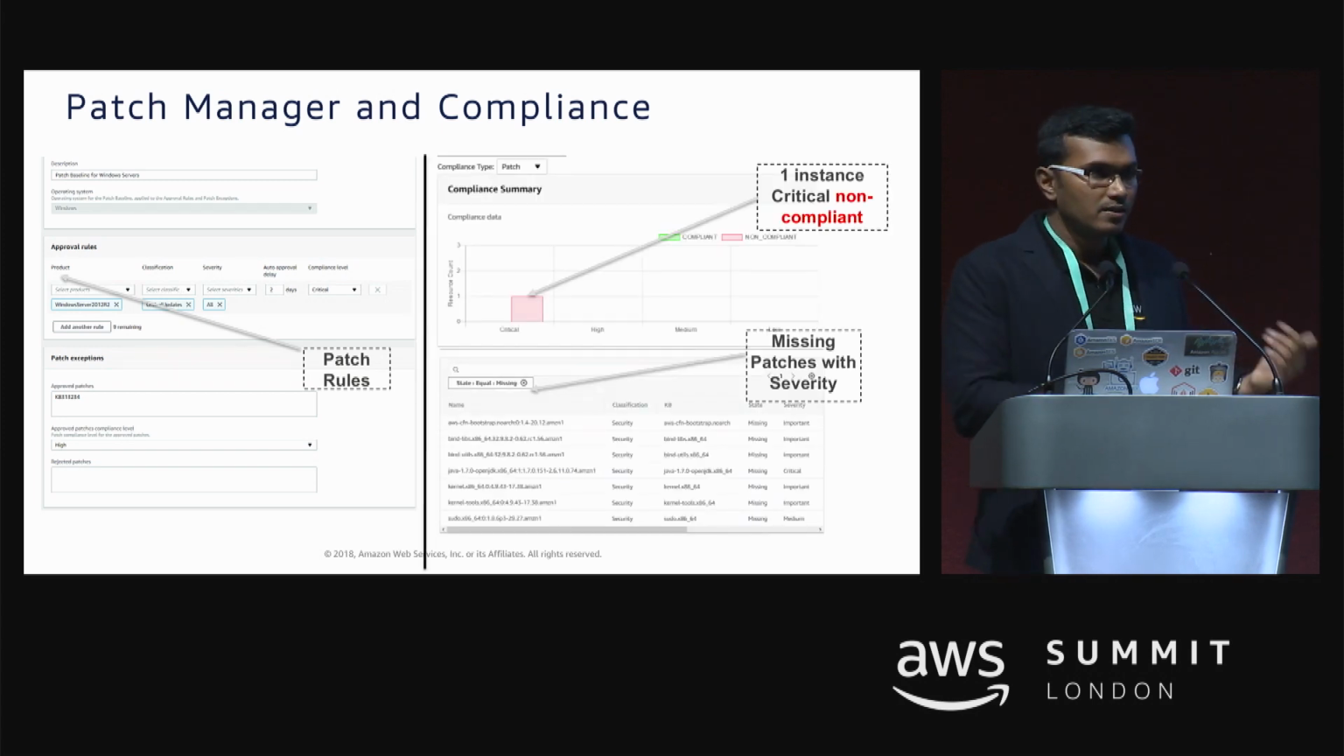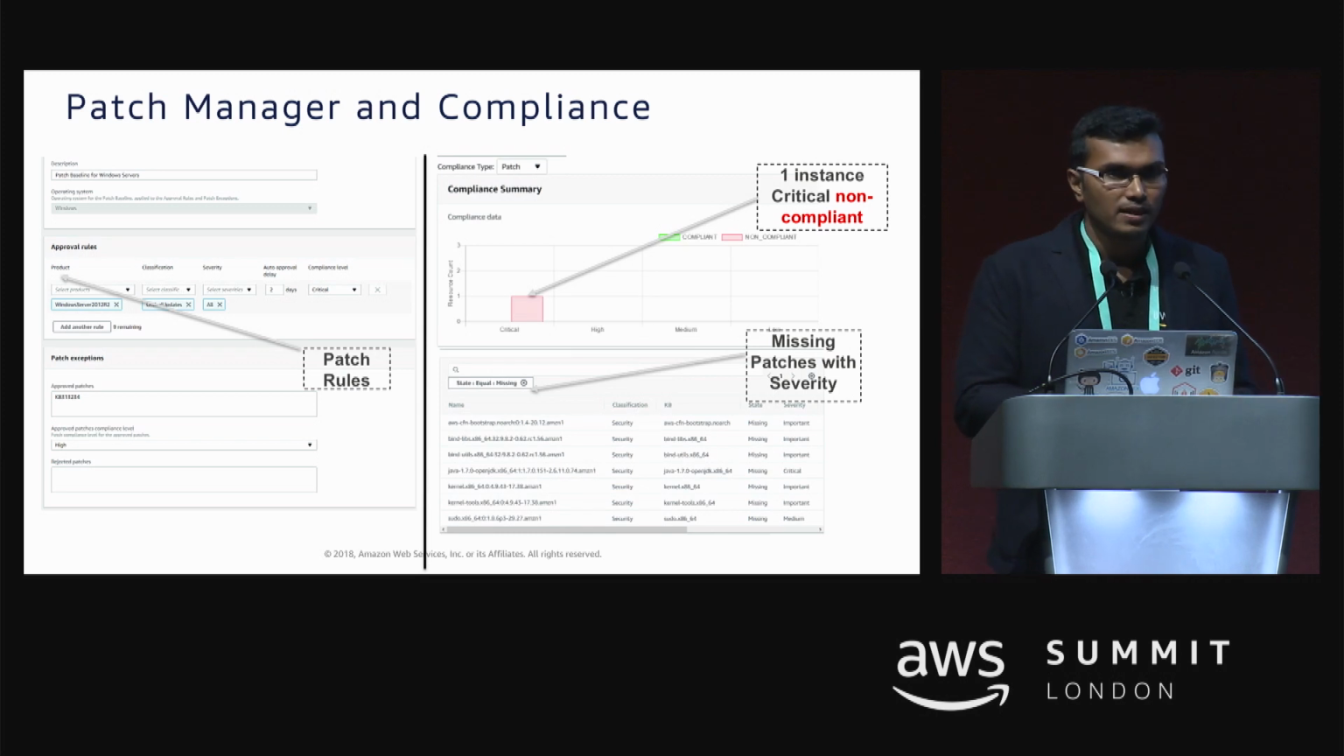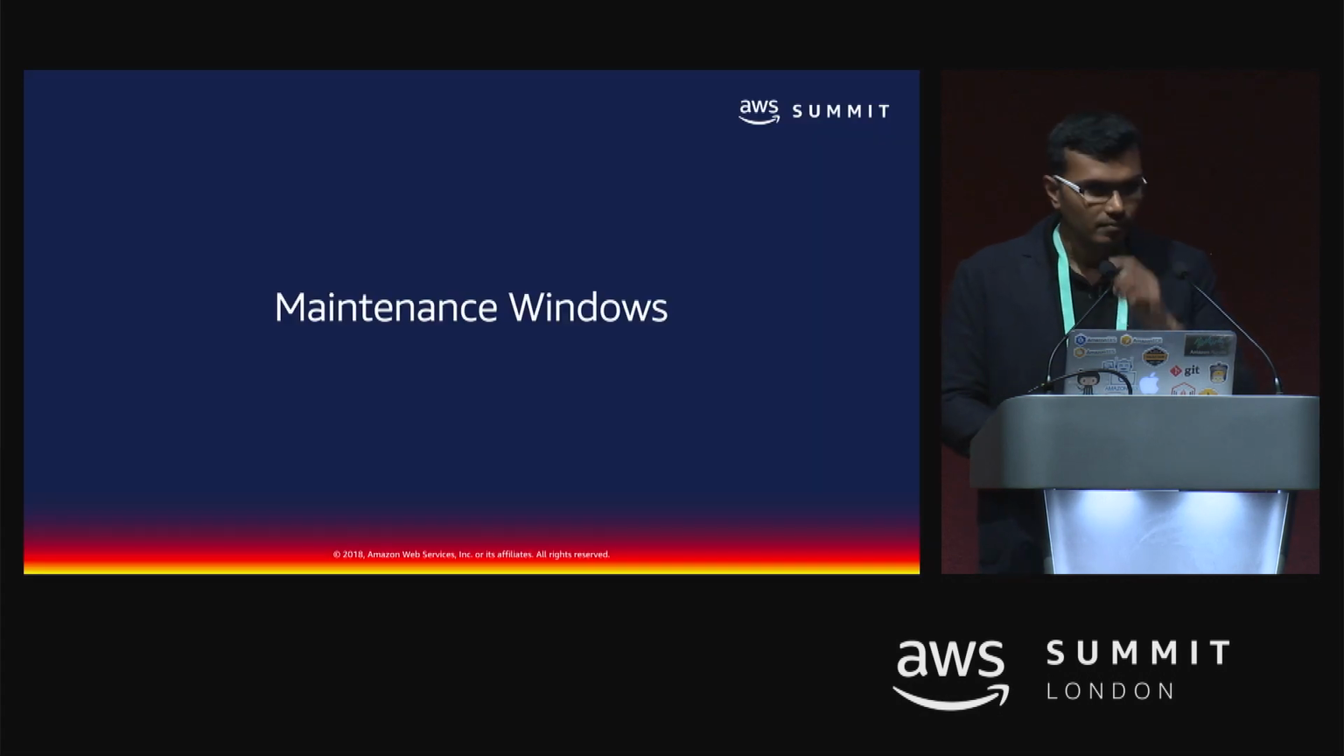And once you execute these patches via the patch manager, you can also get a compliance report of how your systems look, how your patching across your estate looks in terms of compliance. And you can get the missing patches by severity. It's queryable, so you can just run a query and get the answers to your questions.